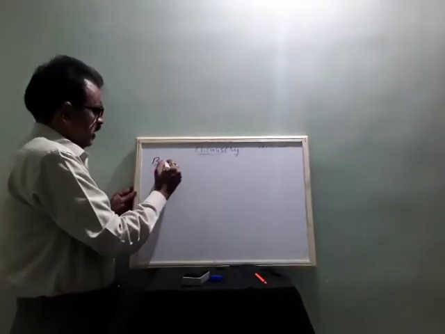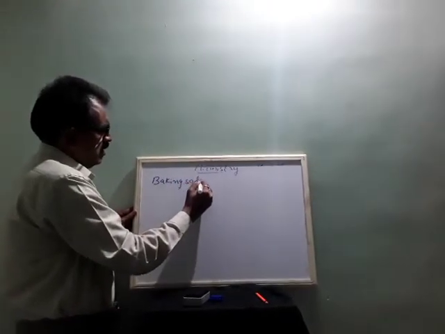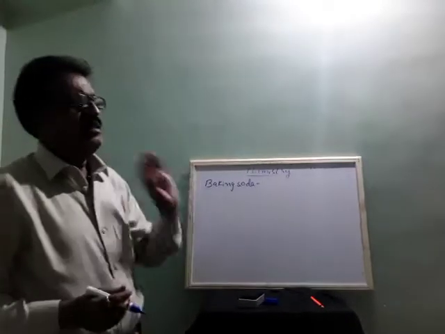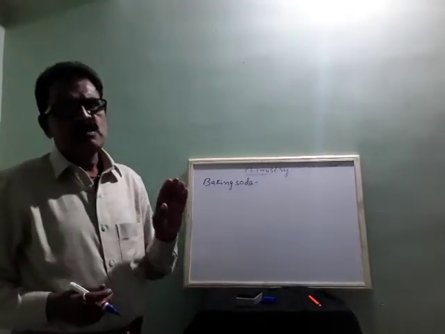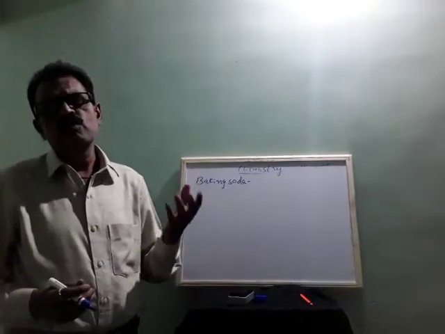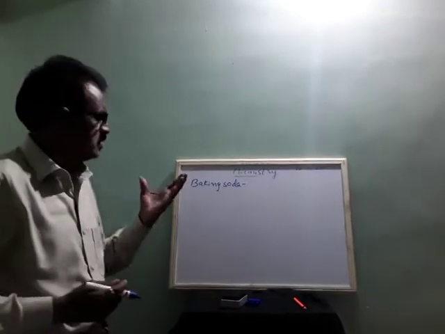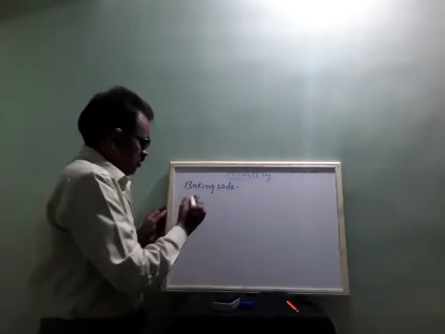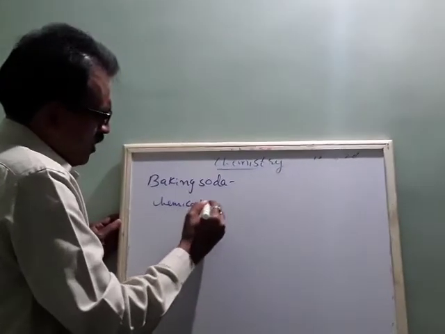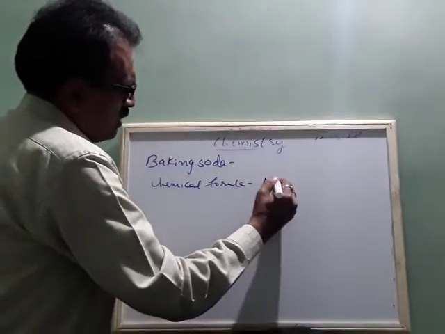Try to study about baking soda. Okay, so baking soda is one of the most important substances used in the kitchen. The best example is we use it for making pakoras and samosas. Okay, the chemical formula of baking soda is NaHCO3.